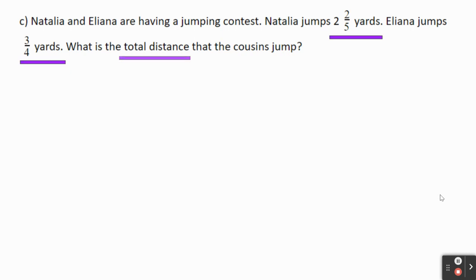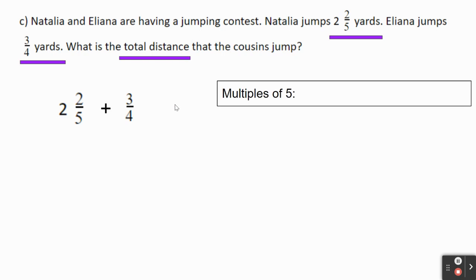We want to find the total distance, so we're going to be adding these fractions together. If you look carefully, we can see that the denominators are not the same. So we're going to create equivalent fractions where the denominators are the same. To do this, we're going to list out the multiples of each denominator, starting with 5, since 5 is the denominator of our first fraction. We have 5, 10, 15, 20, and 25.